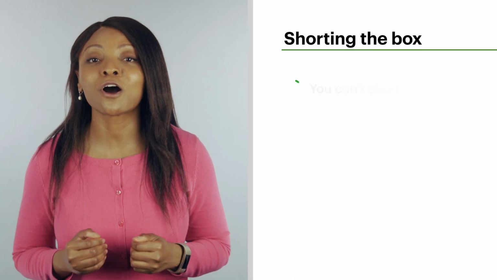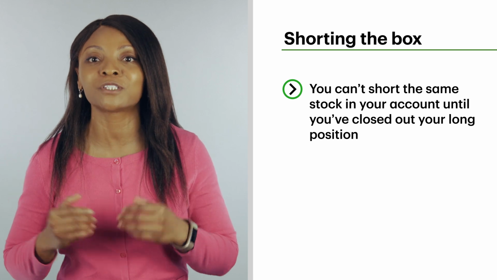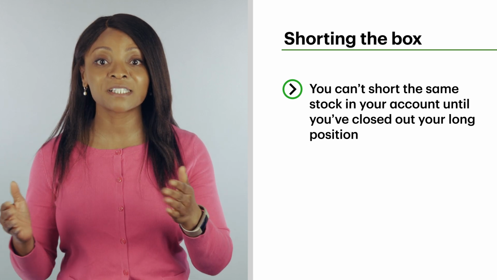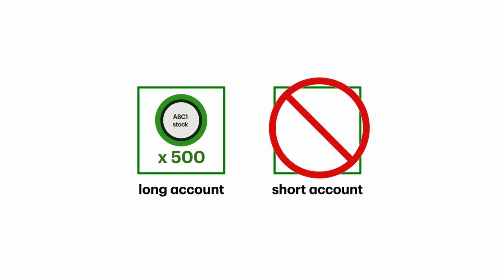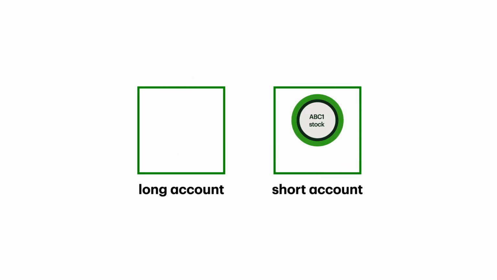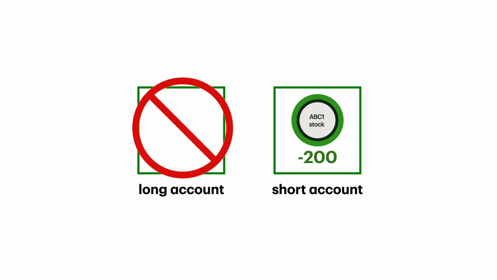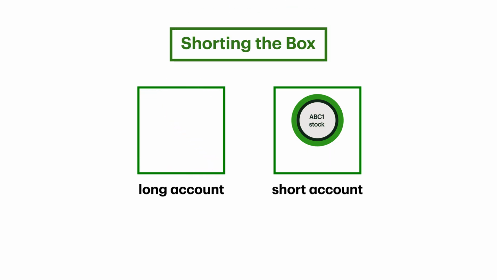Finally, when you hold a stock long in your account, you can't short the same stock in your account until you've closed out your long position. For example, if you have 500 shares of ABC1 on the long side of your account, you're not able to short any shares of ABC1 until you sell that long position first. The reverse also applies if you're shorting a stock. If you're shorting 200 shares of ABC1, you can't go long on that stock until 200 shares are covered first. This practice is called shorting the box.